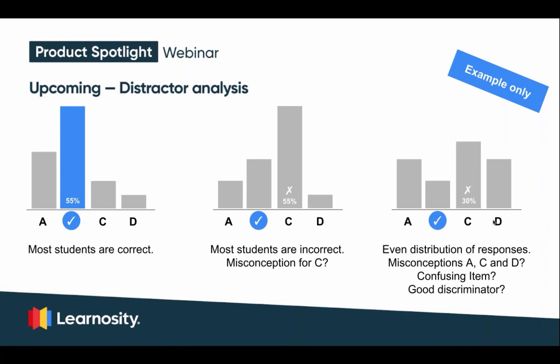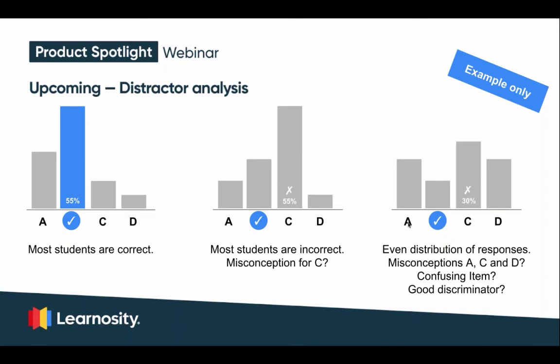In the final example, we've got a more even distribution of responses. The most common one, 30% of students selected that, but that means we've got 70% of students selecting the other options here. Again, most students are getting this one incorrect. So in this case, where we've got an even distribution of responses across the available options, we have to ask ourselves, what's the reason for that?